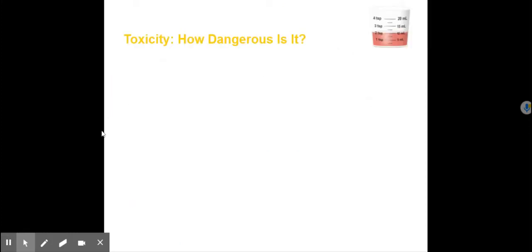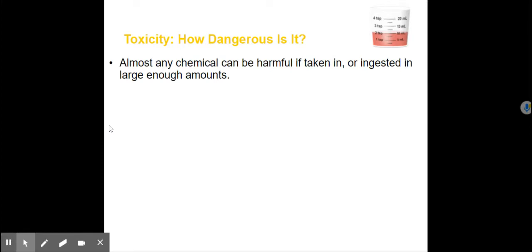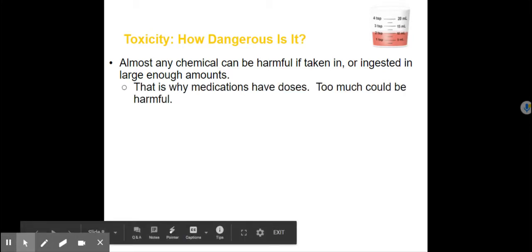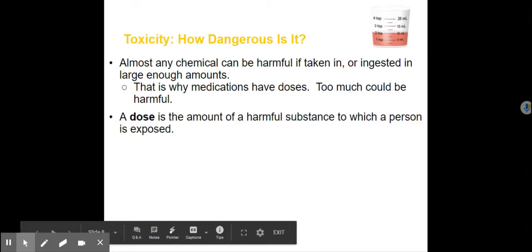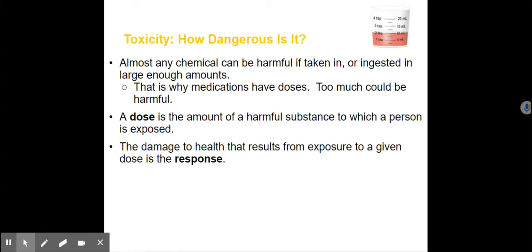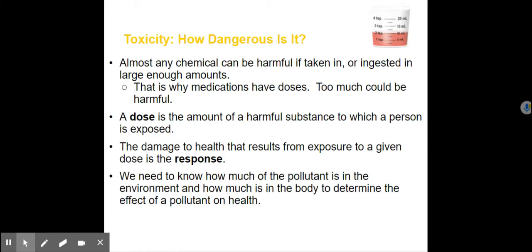Toxicity. How dangerous is it? Almost any chemical can be harmful if taken in or ingested in large enough amounts. That is why medications have doses. Too much could be harmful. A dose is the amount of harmful substance to which a person is exposed. The damage to the health that results from exposure to a given dose is the response.